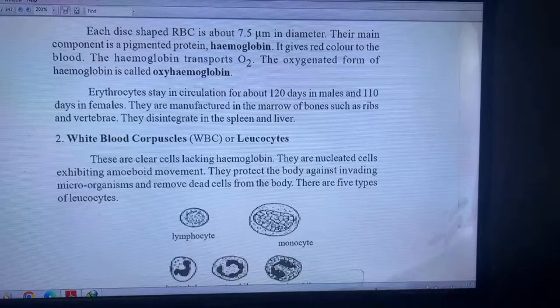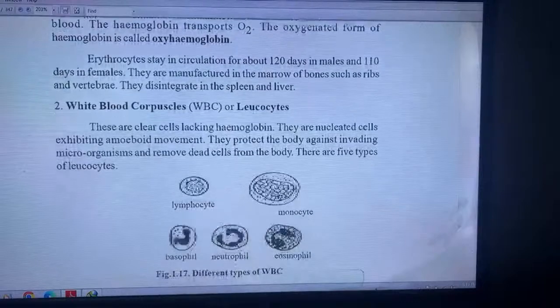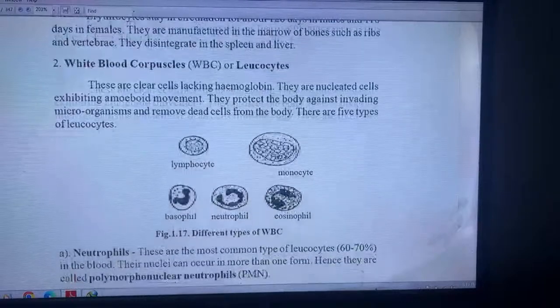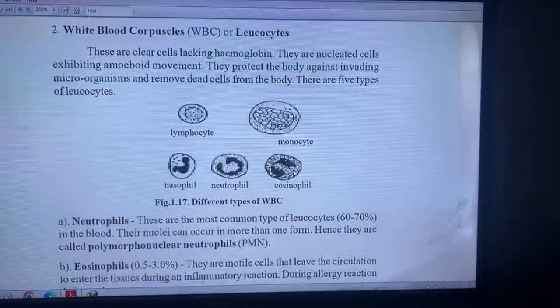White blood corpuscles, WBCs, are leukocytes. These are clear cells lacking hemoglobin. They are nucleated cells exhibiting amoeboid movement. They protect the body against invading microorganisms and remove dead cells from the body. There are five types of leukocytes: lymphocytes, monocytes, basophils, neutrophils, and eosinophils.